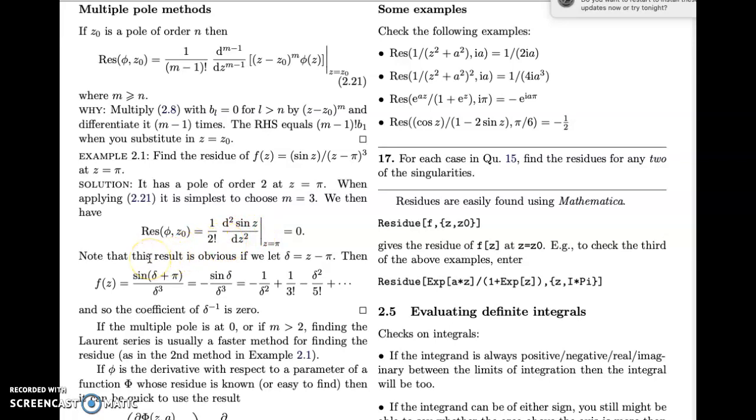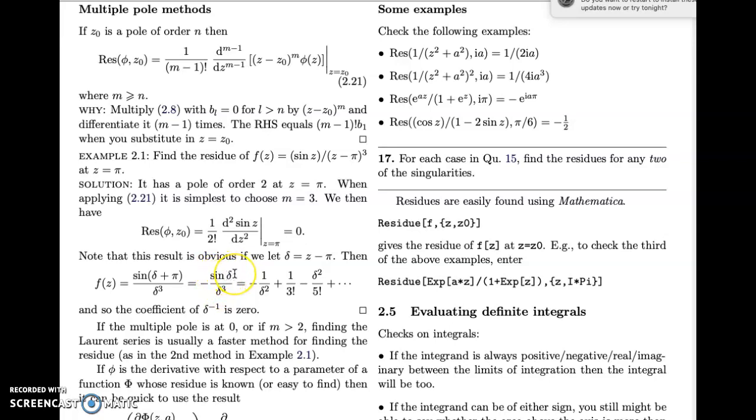There is another way of doing this, and that is if we let delta equals z minus pi, which is the normal thing to do if we're using the Laurent series method. Then this is actually also easy to show, because if delta equals z minus pi, that means z is equal to delta plus pi, so sine of delta plus pi is just minus sine delta. Add pi to any argument and it just reverses the sign, and we're dividing by delta cubed. So this is then very easy to see what's happening.